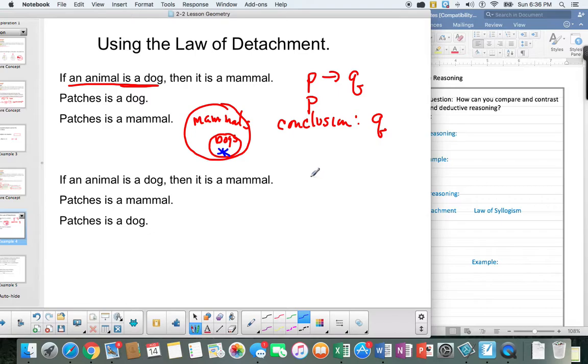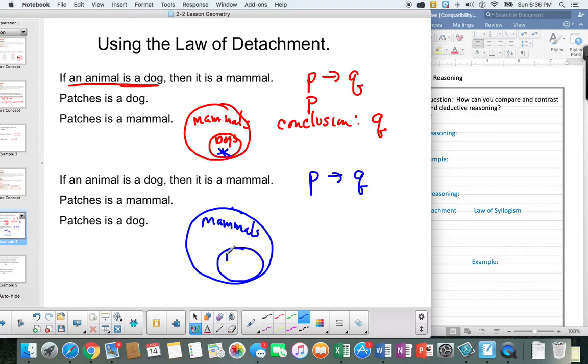Okay, let's do it again. If an animal is a dog, then it is a mammal. And remember that the conclusion is the big group, mammals, and the hypothesis is the little group, which are dogs. Now, the second sentence says Patches is a mammal. Now, Patches is being a mammal.